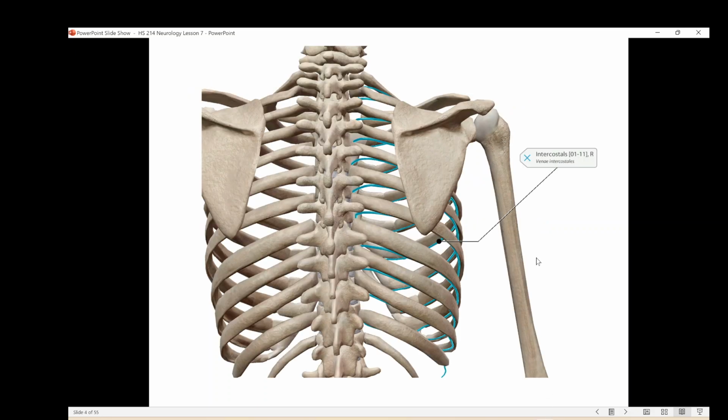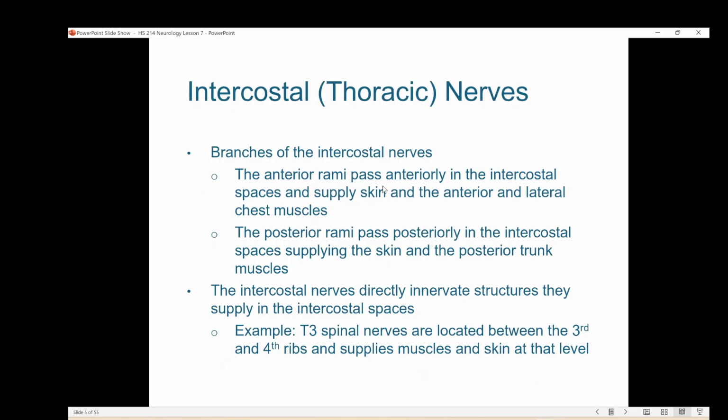So we can see here a posterior view of the thorax with thoracic vertebrae, and then we can see here the thoracic nerves running. And take a look, they're running right on the underside of the rib, again in that costal groove. Now, our thoracic or intercostal nerves, they branch into both anterior and posterior rami. Let's take a look at the anterior rami first.